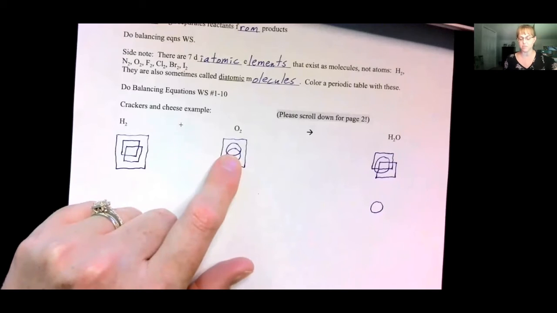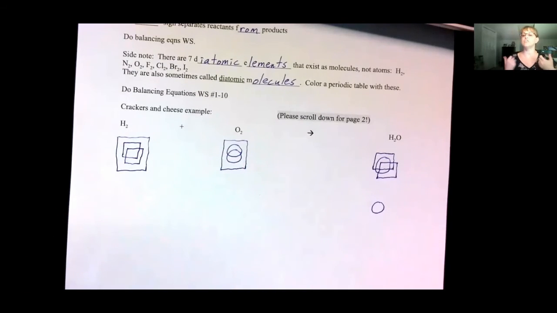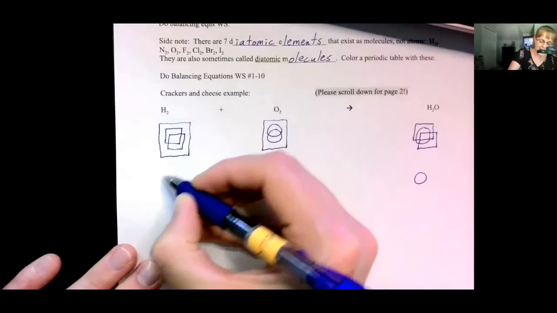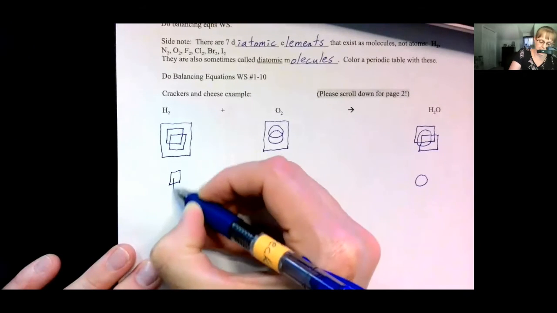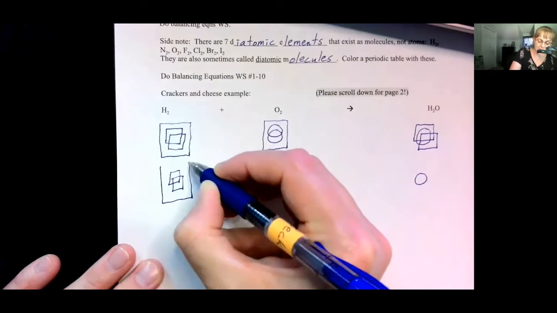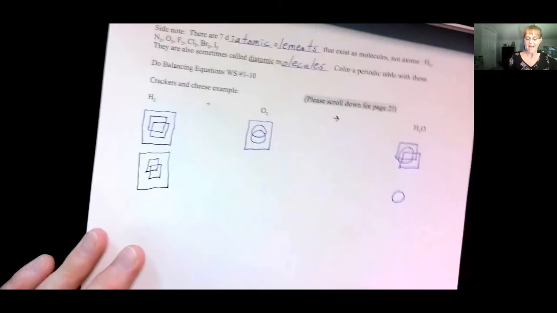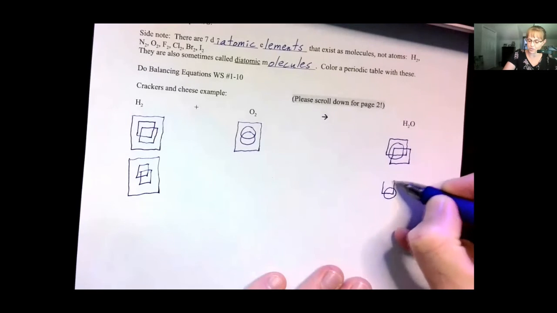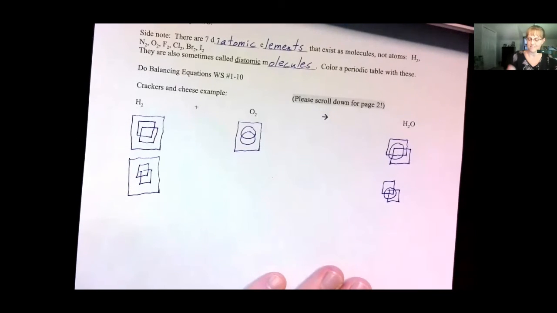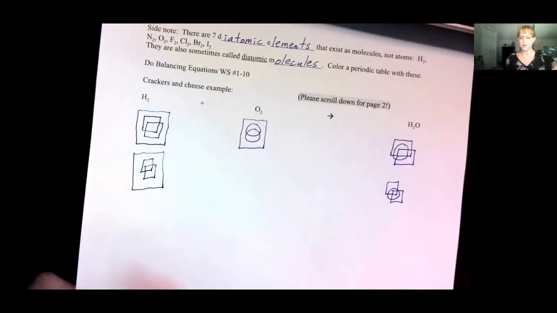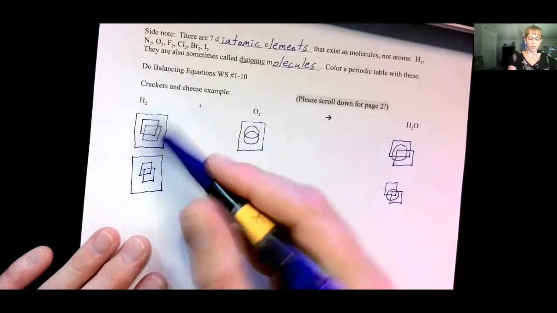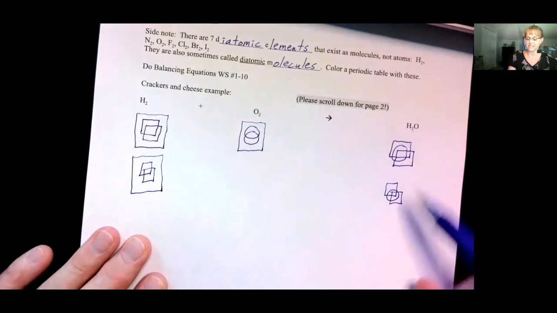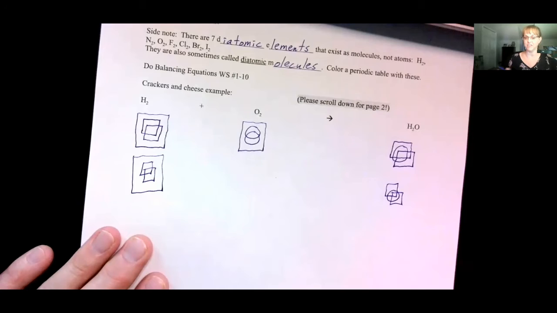Well, you can't just tear open the package and throw away an oxygen because oxygen only comes in packs of 2. So we have to go buy an extra pack of crackers. Instead of buying 1 package, we can buy 2 packages. And instead of making a single cracker sandwich, we can make 2 cracker sandwiches. Aha! So this is how we balance the equation. We must buy 2 packs of crackers, 1 pack of cheese, and make 2 sandwiches. Then we don't have any leftovers anywhere in the equation. That is a balanced equation.